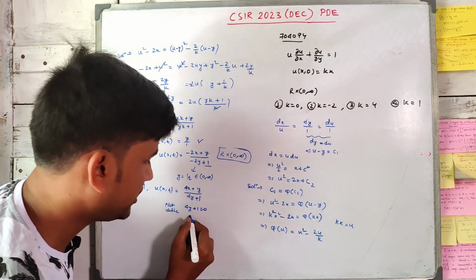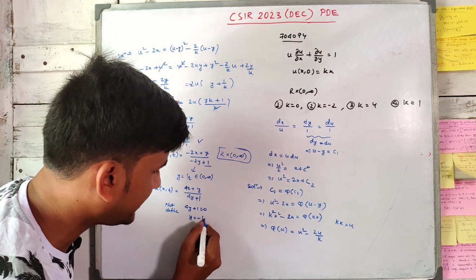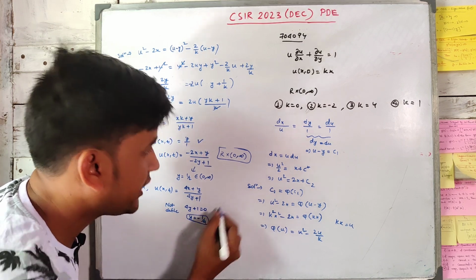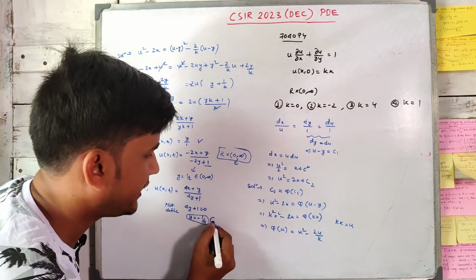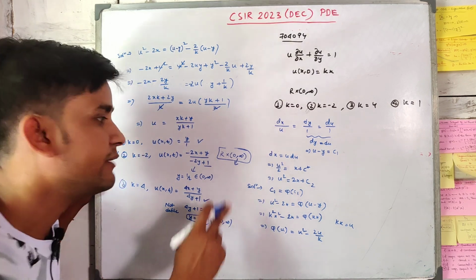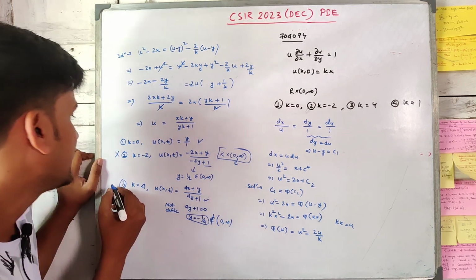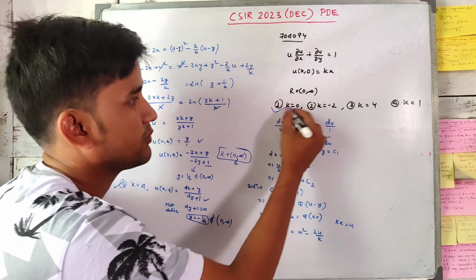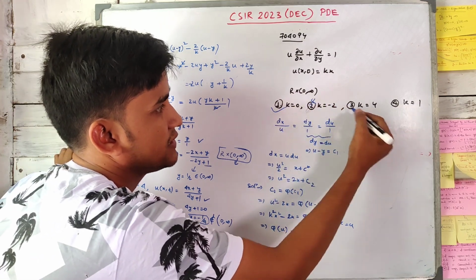If 4y plus 1 equals 0, that is y equals minus 1 by 4. But we have to define this in the interval, and minus 1 by 4 does not belong to (0, infinity). That is, this is completely defined in the interval (0, infinity). So this option is also correct. So this is incorrect, this is correct.